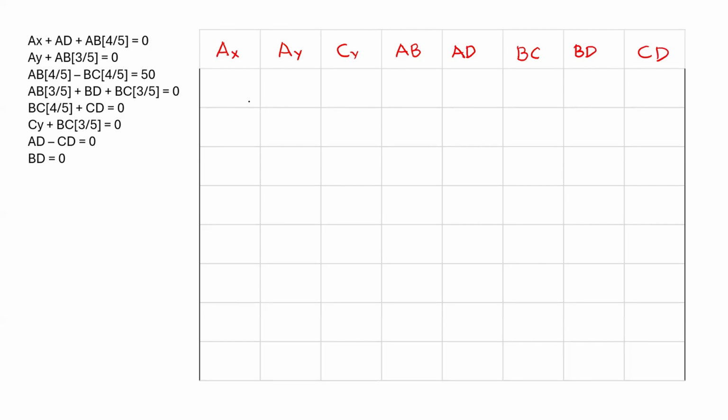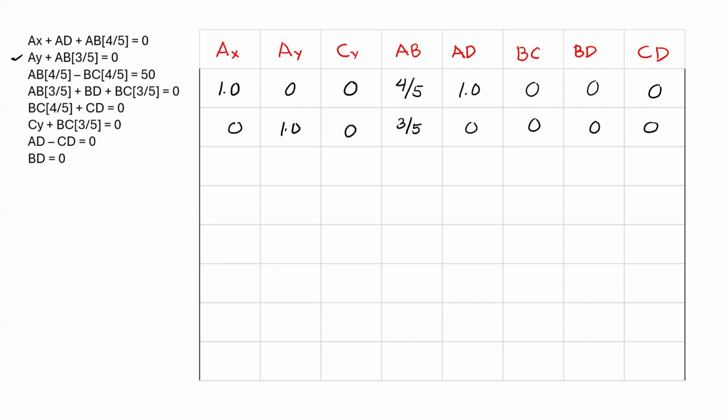So first equation, coefficient for AX is 1.0. For AY is 0. CY is 0. AB is 4 over 5. AD is 1. BC is 0, and then 0 and 0. For the second equation, we have 0 for AX, 1 for AY, 0 for CY, AB is 0 over 5. Then the rest are all zeros. Okay, for equation number 3, AB is 4 over 5. BC is negative 4 over 5. Then the rest are zeros.